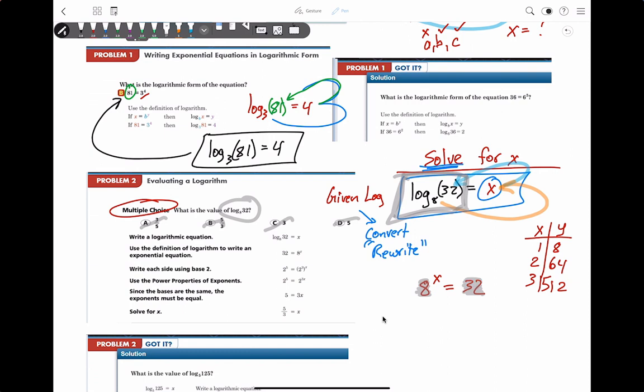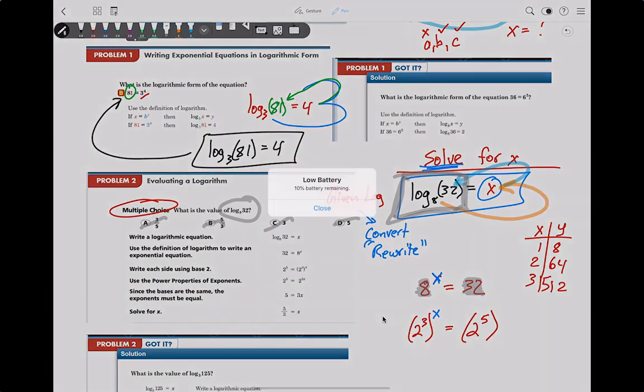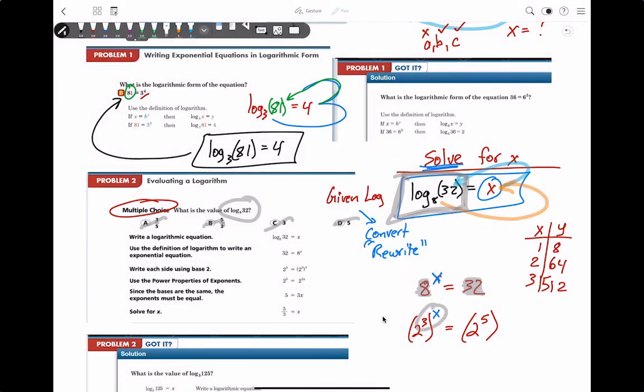So watch what we're going to do. This 8 is going to turn into 2 cubed. Okay? That means this x out here is still going to be written right here. And now 32 is 2 to the power of 5. Okay? So with that being said, we've learned in previous units that a power raised to a power, we're going to multiply. And then here I have a 5.